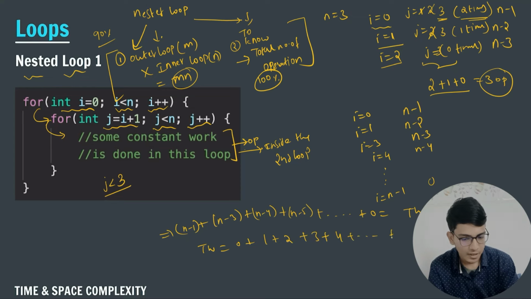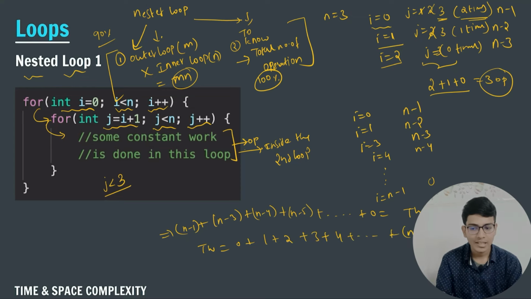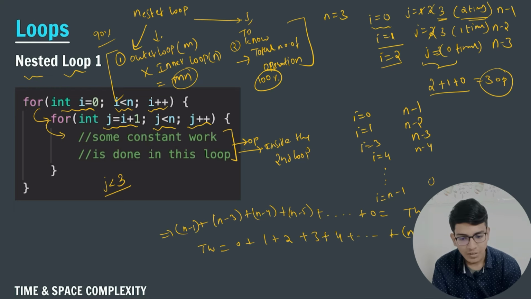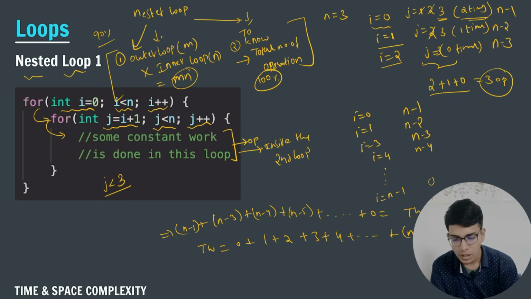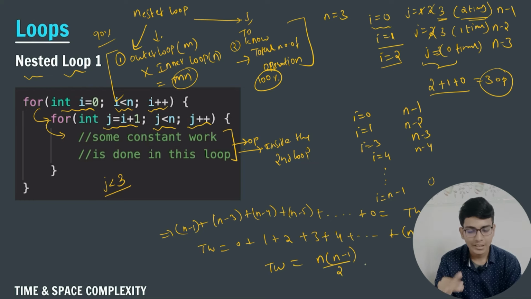Can you observe one thing? In our 9th class math, we used to study the progressions chapter. This is a sum of an arithmetic progression, and the formula for calculating the sum of a series of AP gives total work done equal to n into n minus 1 divided by 2. This is the formula to calculate the sum of n numbers in an AP series, that is an arithmetic progression series.